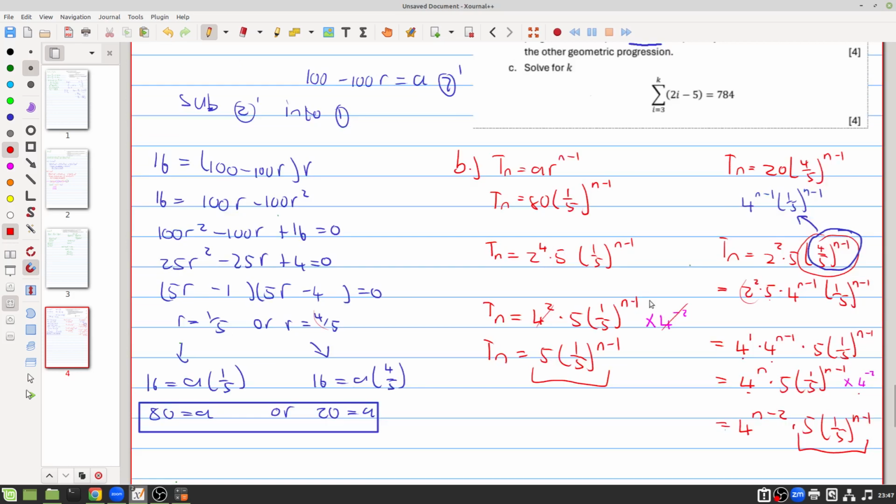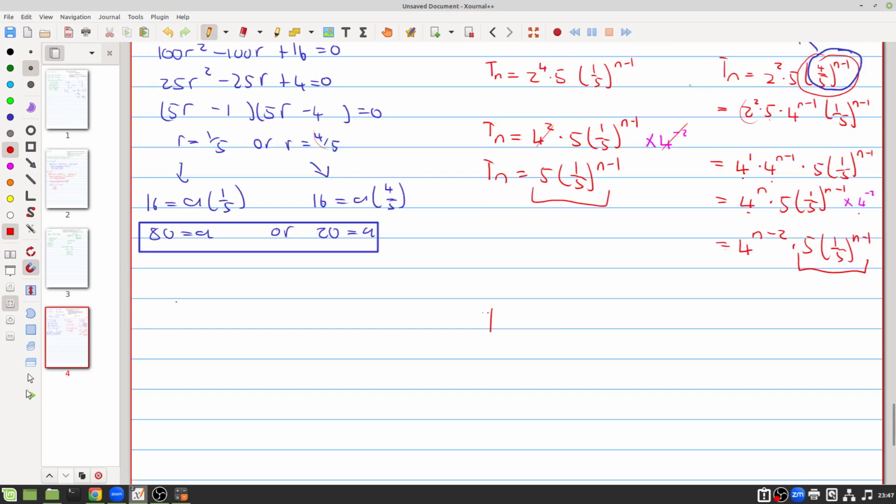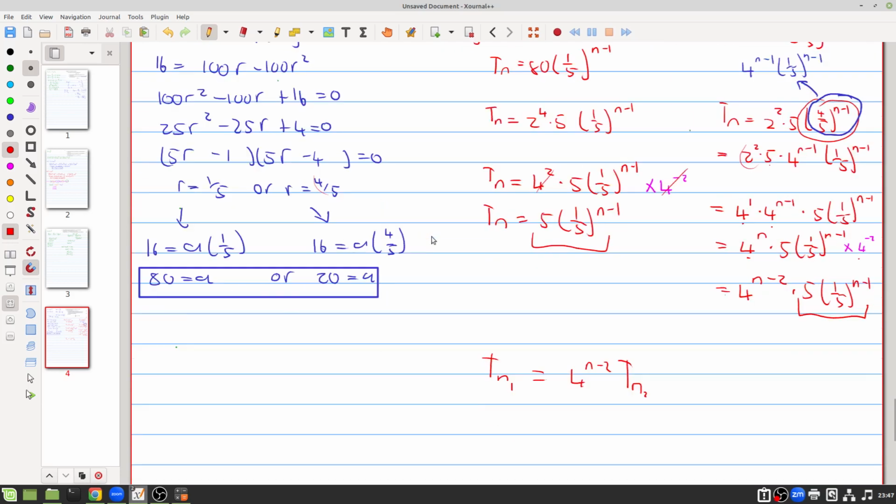Okay, a little bit tricky, I think, and there's probably a much quicker way to do this than what I just did. This is just the first thing that came to my mind. I'm sure there are faster ways, but at least we get the idea. Right, so the Tn for, let's call it Tn1, is equal to 4 to the n minus 2 times the other Tn. And that's the idea, right? And there we've shown it. Okay.